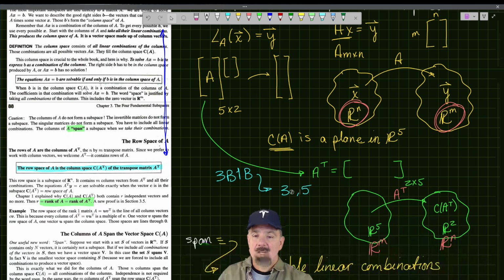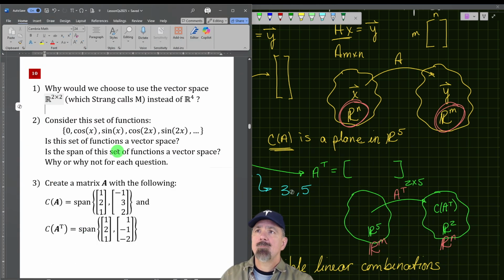Besides that, we have our participation questions. Throw those up. The first one has to do with, when would I want to use R2 by 2 versus R4 for my vector space? Is there a reason that I might want to use one over the other? It's just something for you to think about. Another one has to do with a set of functions, and then finally down here it's about taking information about column spaces and building matrices from them.